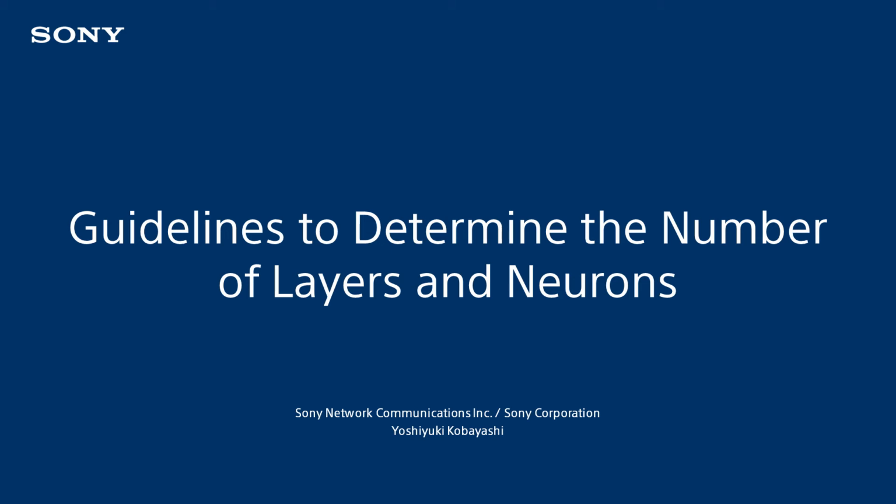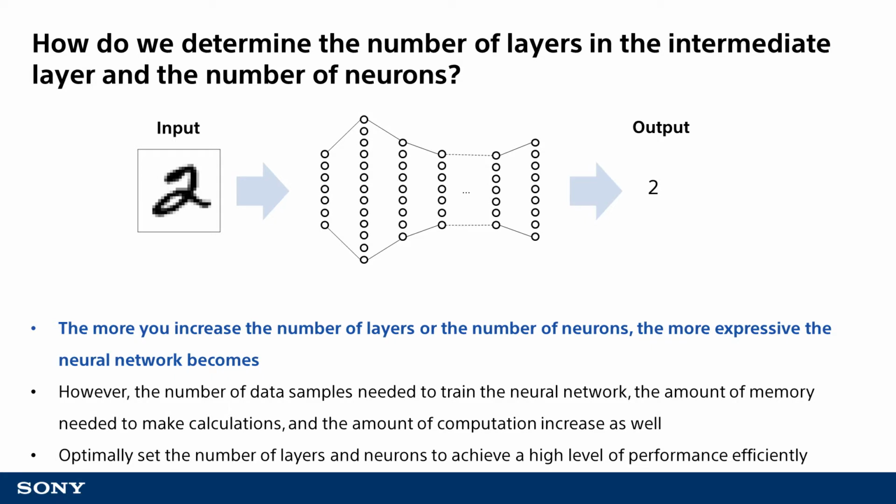In this tutorial, Guidelines to determine the number of layers and neurons, I will explain the thinking behind determining the number of intermediate layers and the number of neurons in a neural network. In the previous video, Basics of Designing Neural Network, I explained that the number of intermediate layers and the number of neurons were optimized on a case-by-case basis according to the problem to be solved.